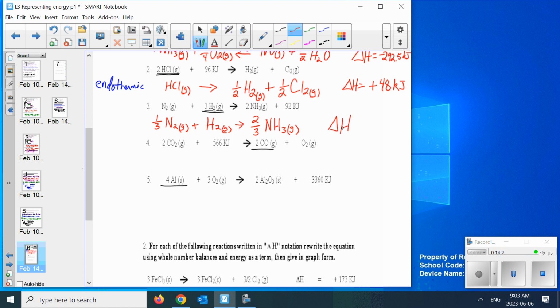Delta H notation, it's on the right-hand side, so I know it's negative. 92 divided by 3 is 30.666 repeating. I'm going to keep it to 2 digits, but if you put the decimal 7 down, that's fine. I'm going to call it 31. Okay?